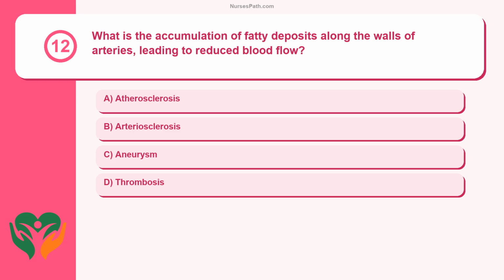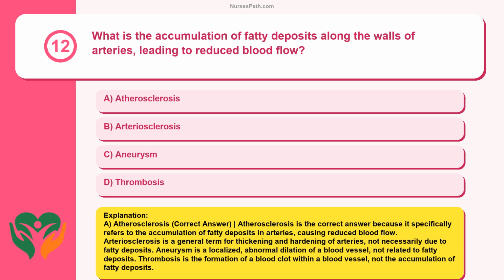Question 12. What is the accumulation of fatty deposits along the walls of arteries, leading to reduced blood flow? Atherosclerosis, arteriosclerosis, aneurysm, thrombosis. A. Atherosclerosis, correct answer. Atherosclerosis is the correct answer because it specifically refers to the accumulation of fatty deposits in arteries, causing reduced blood flow.